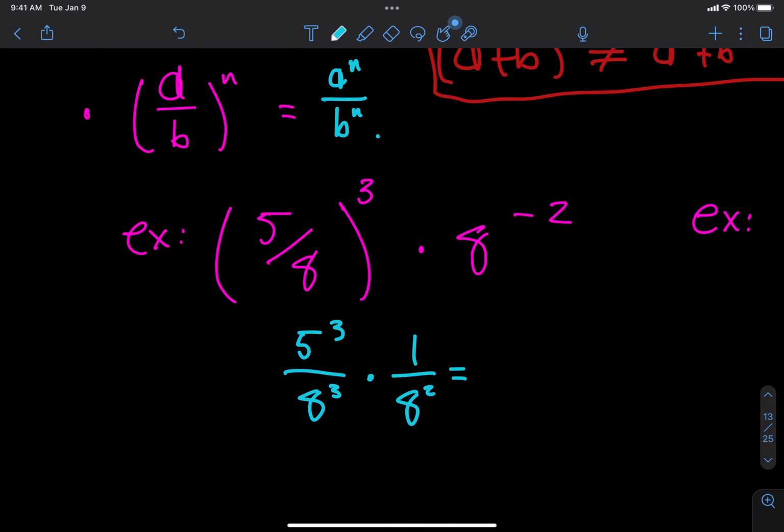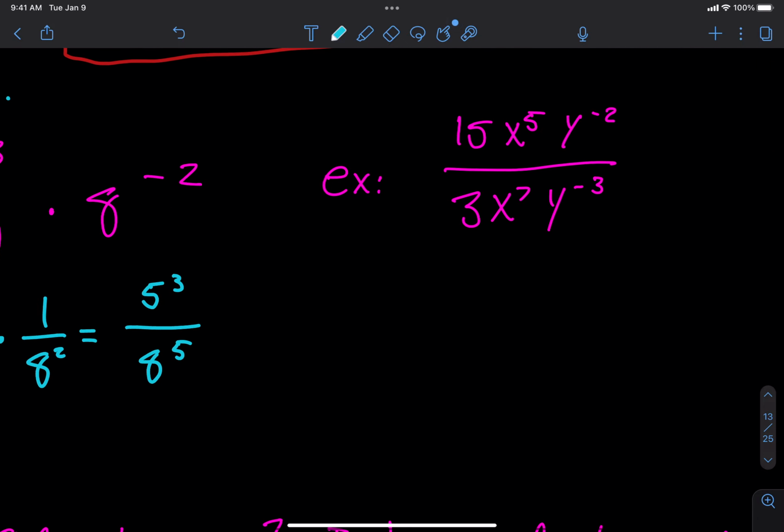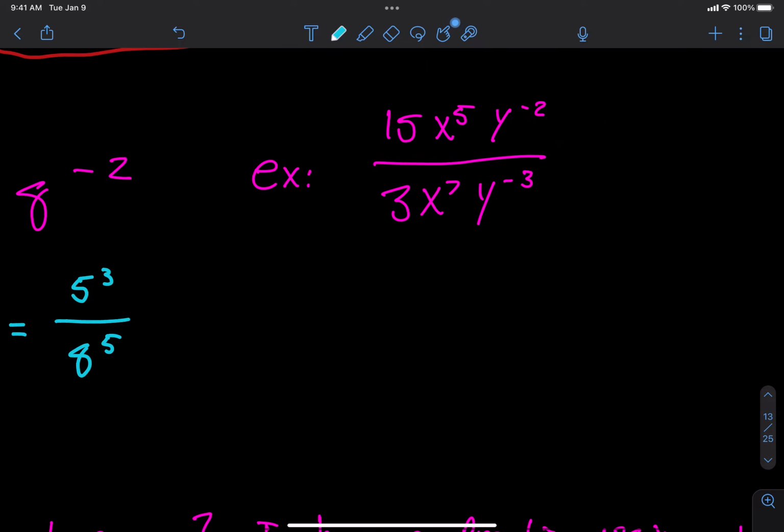I multiply the numerator times the numerator, and then I multiply the denominator times the denominator. What's 5 cubed times 1 going to be? 5 cubed. And how about 8 cubed times 8 squared? 8 to the 5th, right? I add the powers when I multiply something like this. Okay, so that's fully simplified. If you want to write it out as 125 over whatever that is, then you can.